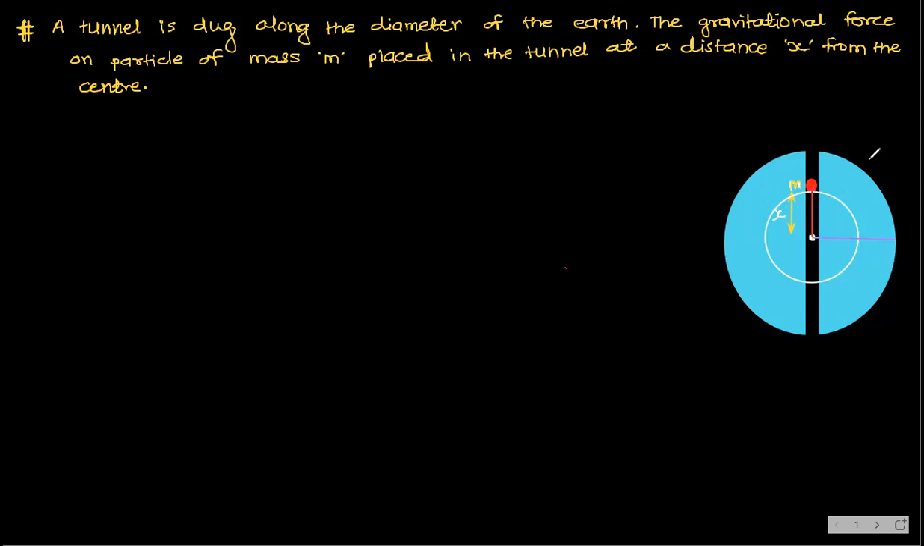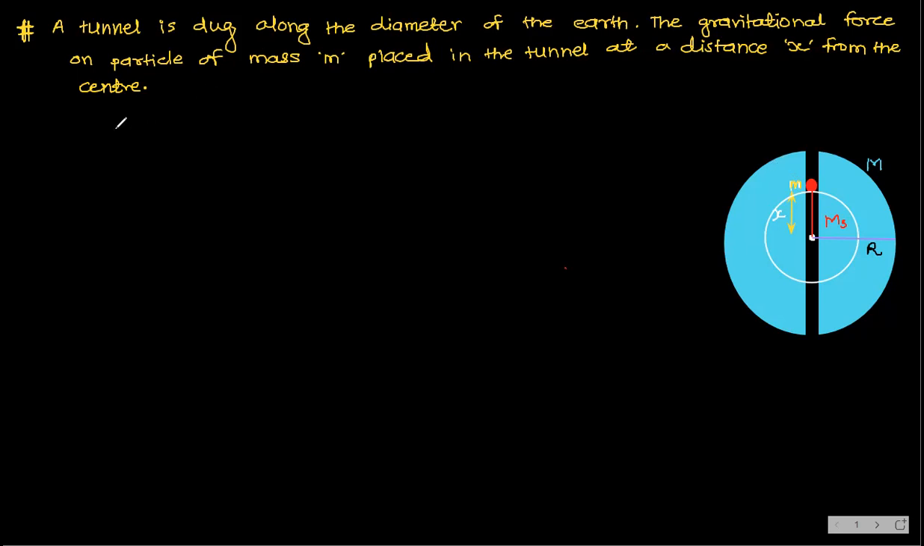Now this blue is the complete Earth, so its mass, let us assume, is capital M. And this one, let us assume its mass is Ms, the mass of this assumed sphere. Its radius is x, and the original Earth radius is capital R. Clear? Now we have to find the force. First of all, see, the force at this point, we have to find the gravitational force. Clear? This is what the question is.